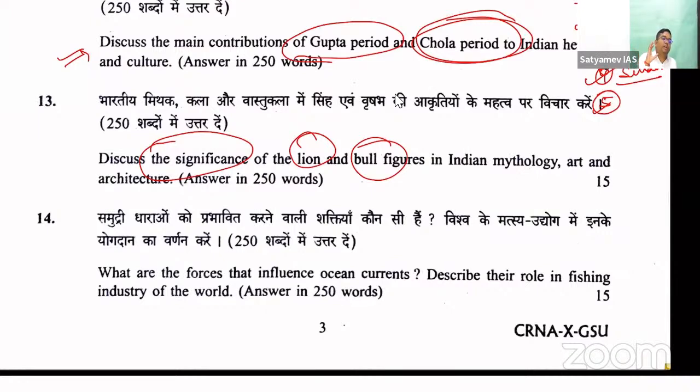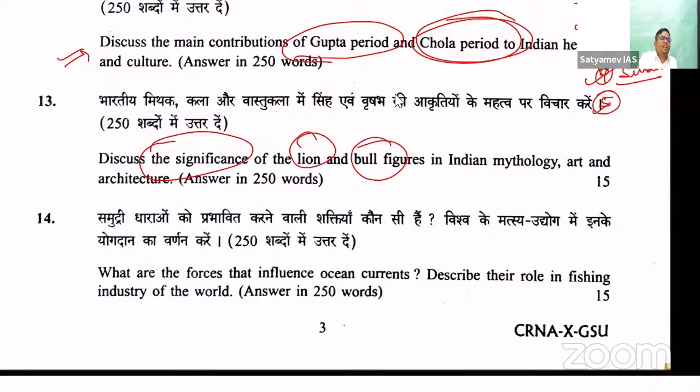So there will be the sculptures, there will be the script, this mythological significance where lion will kill bull. That is indicating towards what? The goodness winning over the badness, evil. So number one. All right.